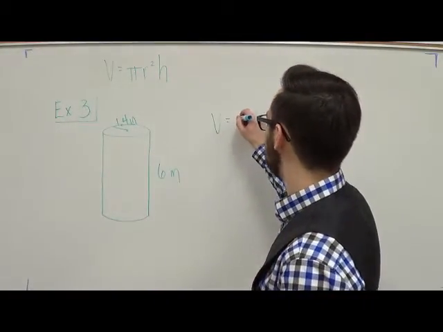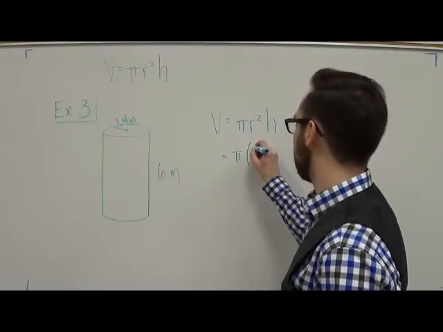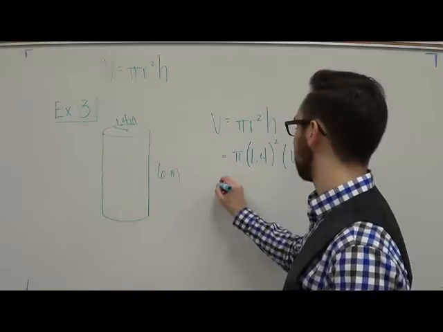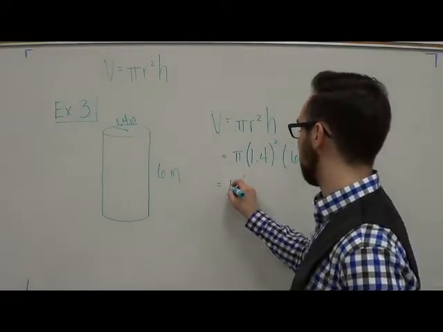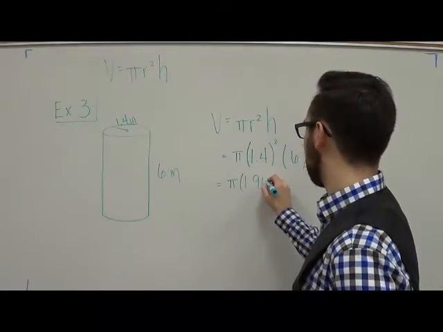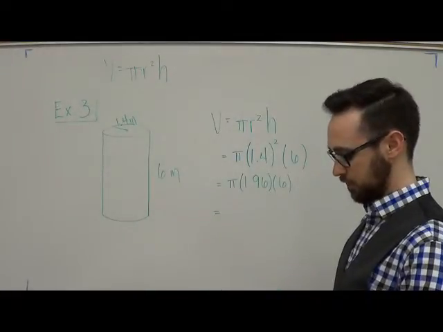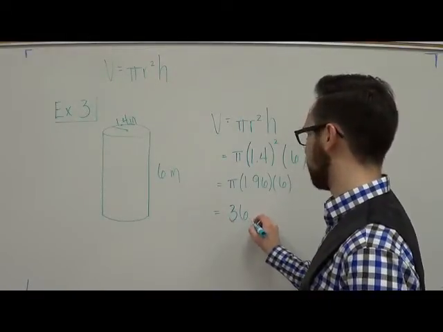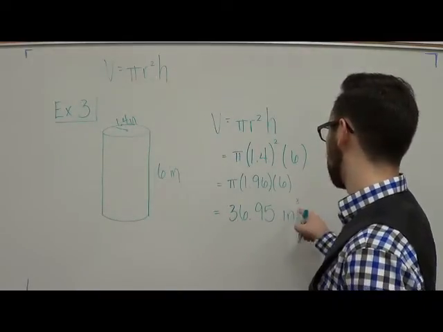So volume is simply going to be pi r squared times the height. So we have pi, we have 1.4 squared times the height, which is 6. So when we do all of this, 1.4 squared is going to give us 1.96. So we have pi times 1.96 times 6. And when we multiply all of that together, we end up with 36.95, and again it's volume, so it's cubic inches.